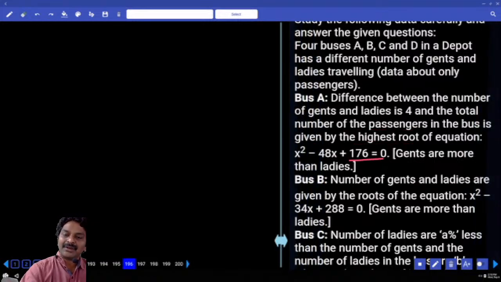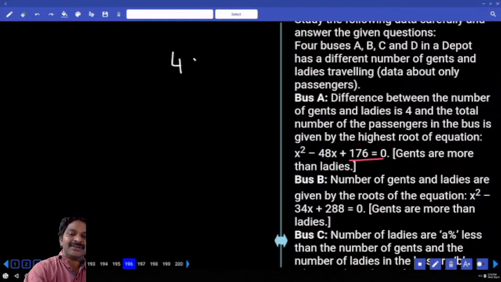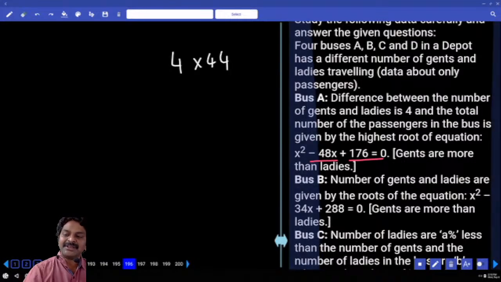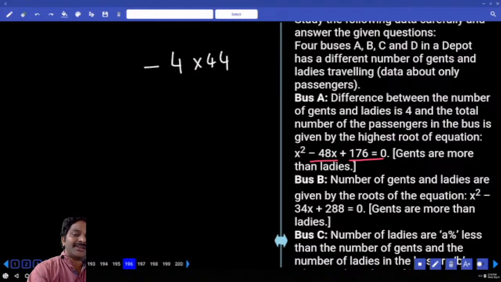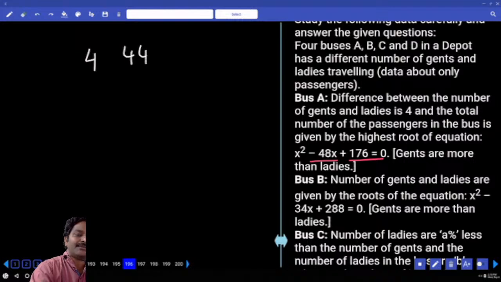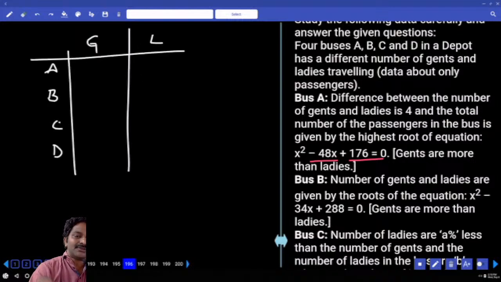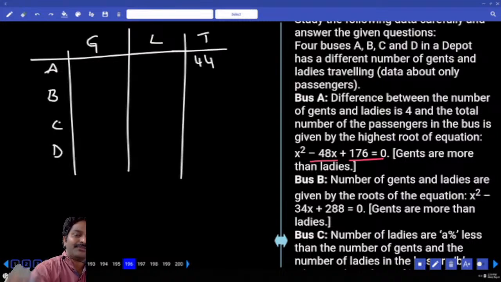Come on. 176. Can I write it as 4 times 44? Now the sum is minus 48. So my combination is going to be minus 4 and minus 44, then the factors are plus 4 and plus 44. Highest is 44. So now here the total value is equal to 44.